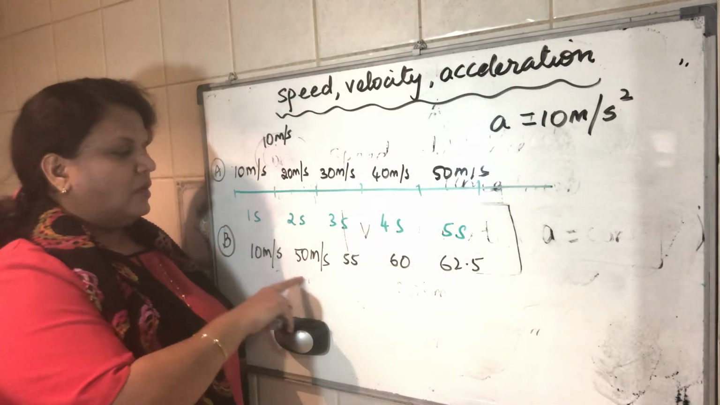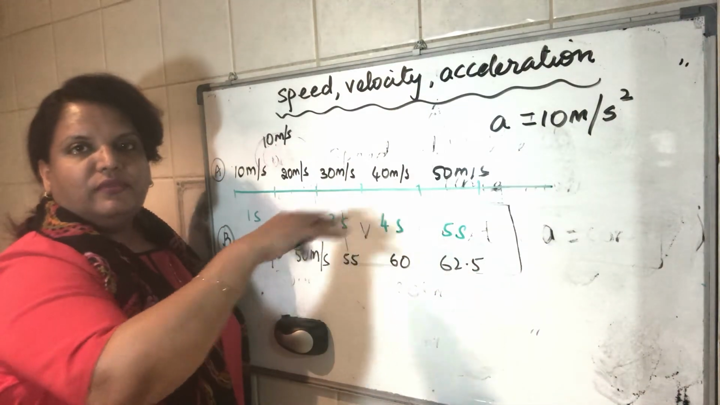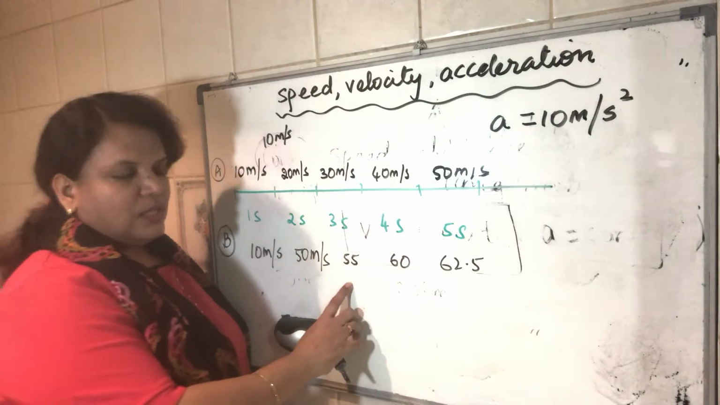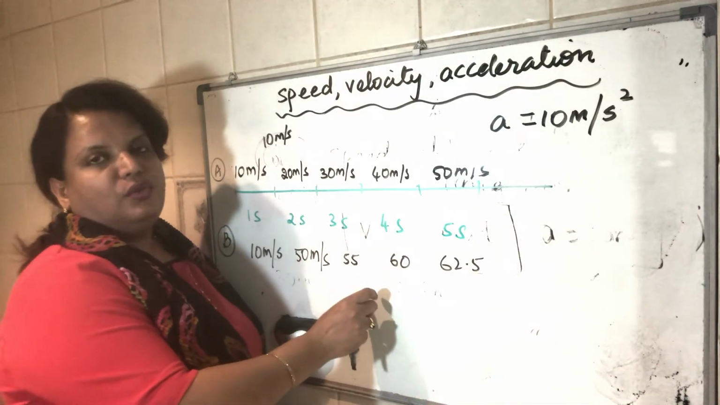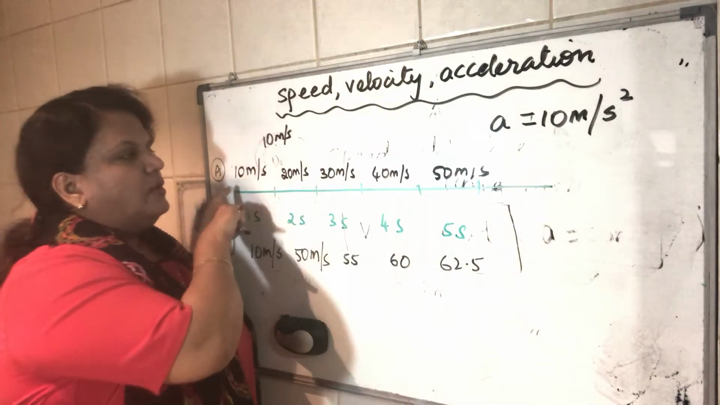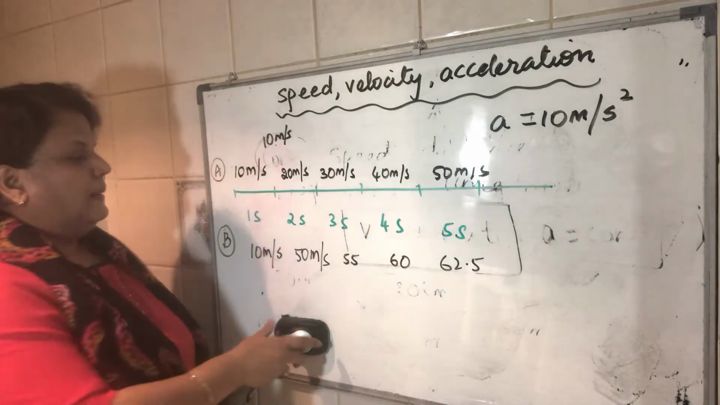No. Here there is 40, here there is 5, here there is another 5 and 2.5. So there is a fluctuation of speed. It is not constant. So this will be termed as non-uniform acceleration. Okay, so this is uniform acceleration, this is non-uniform acceleration.